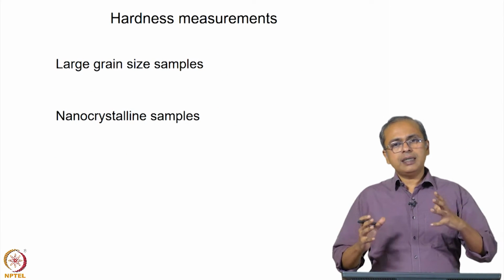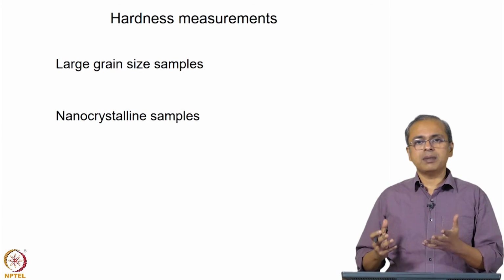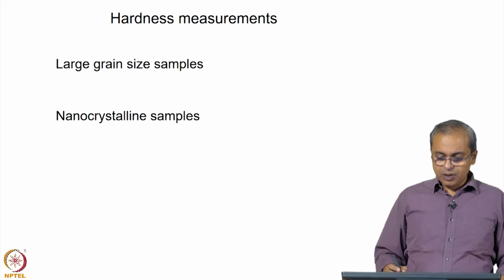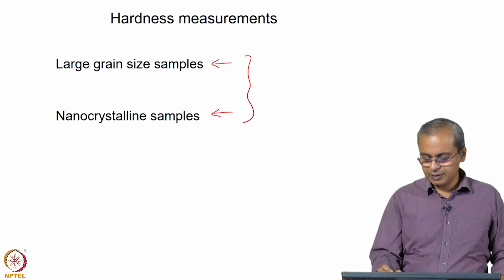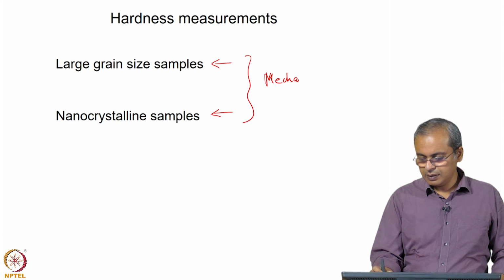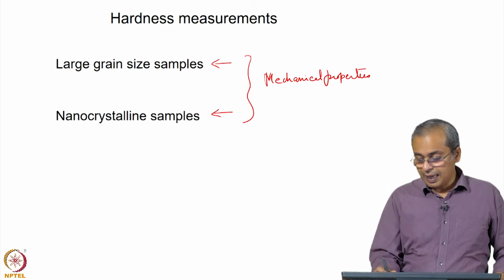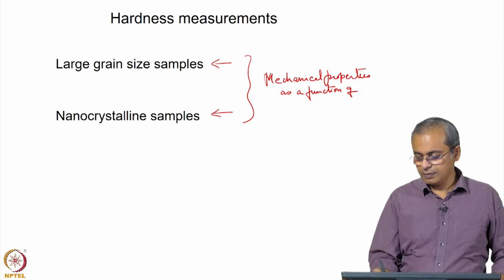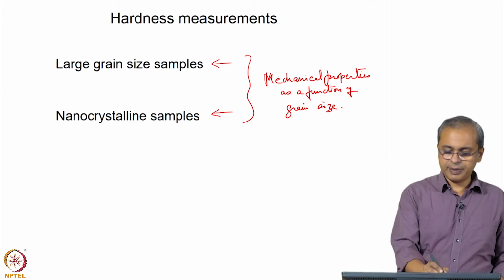So, now having gotten the samples, we want to make some measurement which tells us something about the mechanical property of these samples, and that is the idea here. Both for large grain samples as well as small grain samples we want mechanical properties as a function of size. Okay. So, this is what is desired. The way in which this is done is to make hardness measurements.